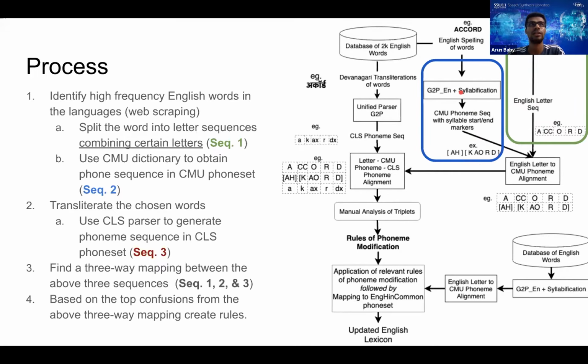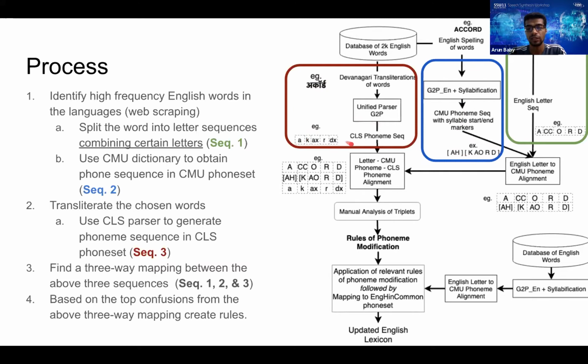We use a generally available parser, which is called G2P-N, which basically converts the English word into the corresponding CMU phoneme set. And we are using a syllabifier on top of that. So for the word accord, the syllable sequence will be "a" and "chord", and the phoneme sequence will be AH, K, AO, R, and D. Similar to that, as I mentioned earlier, we have something called a common label set, which is a phoneme set developed for Indian languages. So from the transliterated word, this is accord written in Hindi, we are getting the corresponding CLS phoneme set as well.